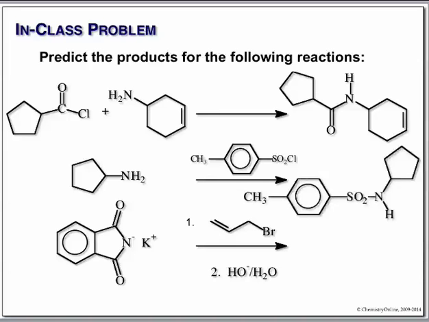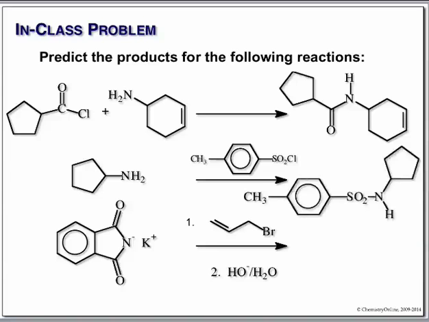Remember, this is a primary sulfonamide, and this hydrogen is acidic. Therefore, this stuff is soluble in base. This, you should recall, is our Hinsberg test: if your sulfonamide is soluble in base, you have a primary amine.